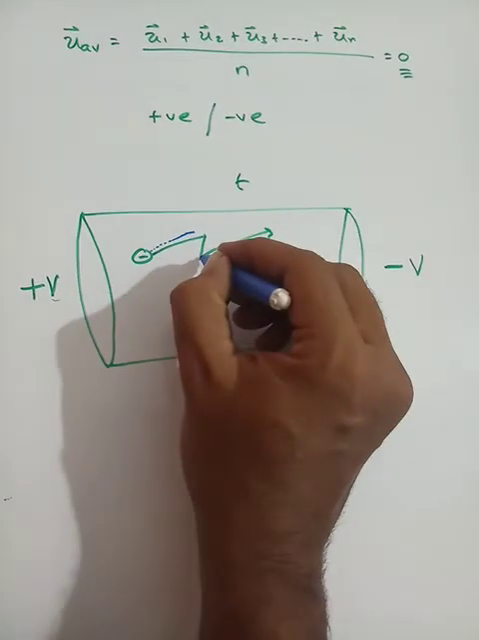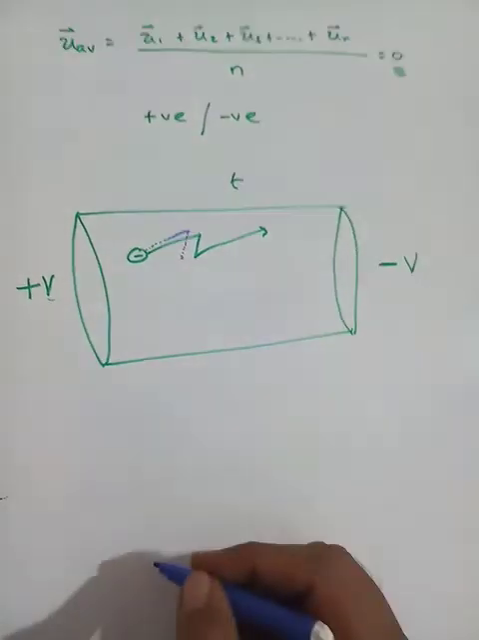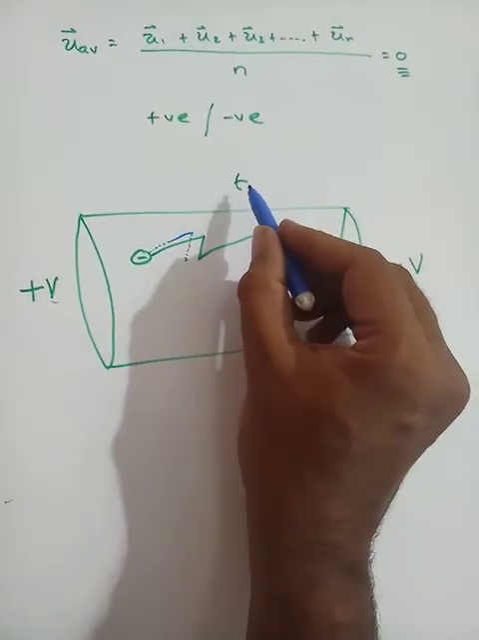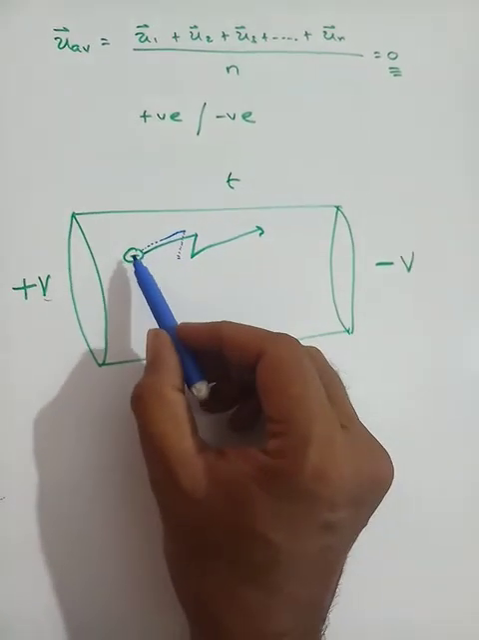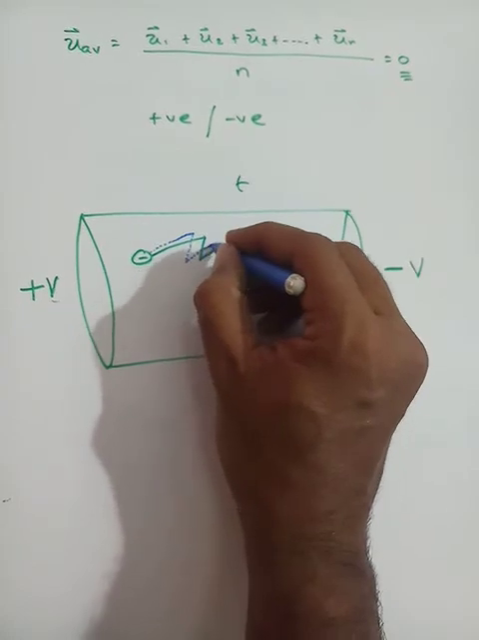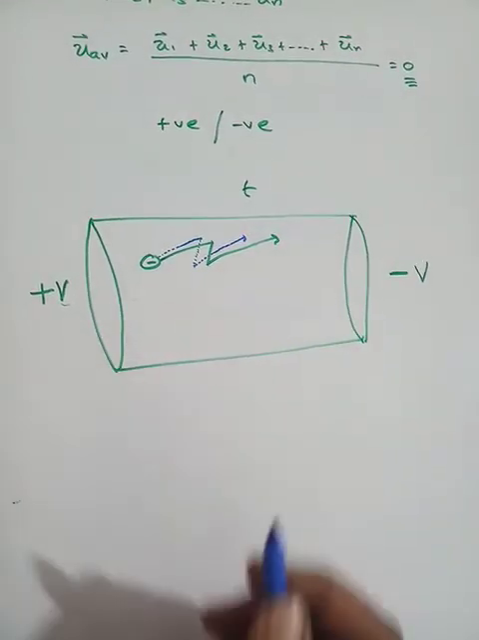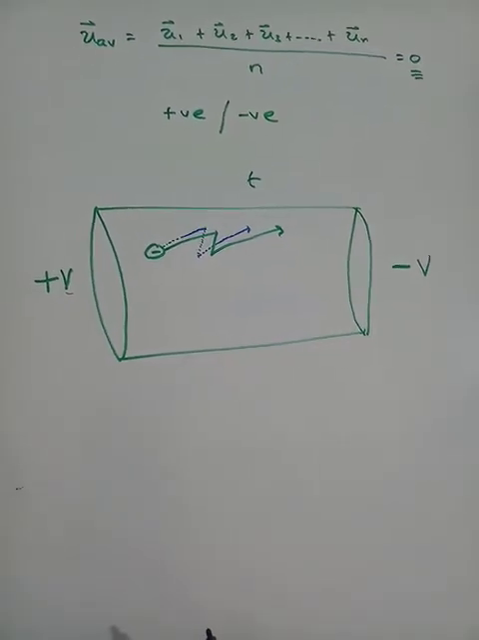In presence of potential, there is a small attraction, and it will collide here, a little towards the positive side. The second collision was taking place over here. Now the second collision will be here. And during the same time t, the electron will not be able to reach this point, but it will be able to reach a point which is a little towards the positive side.